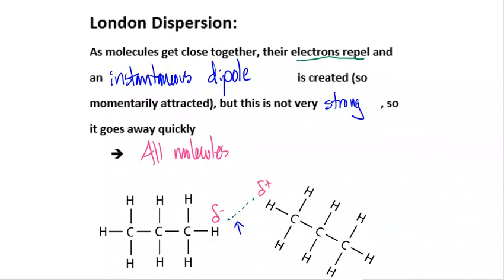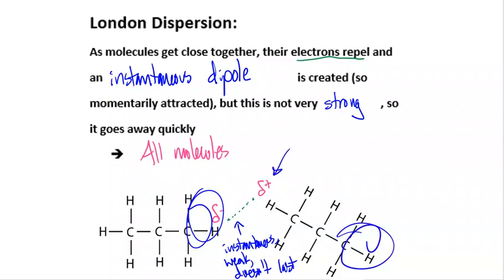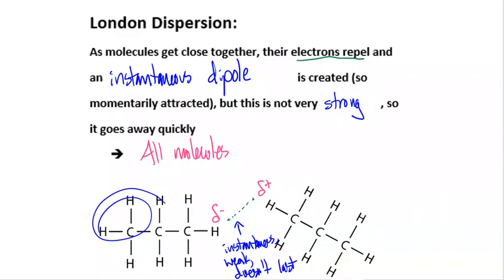And it's weak, and it doesn't last because the electrons are going to continue to circulate. So it's instantaneous, it's weak, and it doesn't last. So while the electrons are over here for a split second, that makes these electrons move away over here, which creates a partial positive charge over here. In the next split second, these electrons that are over here may move away over to the other side of the molecule. And so this isn't something that's permanent because there's not a permanent dipole. There's an instantaneous dipole. Okay.